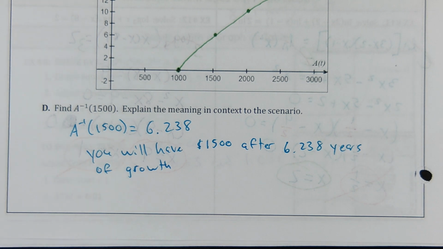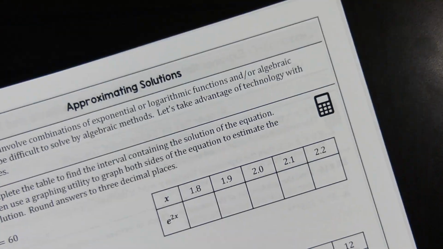That's pretty easy, right? Or you could say it will take 6.238 years of growth in order to reach $1,500. It really doesn't matter. It's the same information, just said backwards. How do you feel about that? It's not too bad, is it? I feel like solving these things by hand is the harder part. Applying them, you know you're going to get to use a graphing calculator, so life is good. They're powerful.